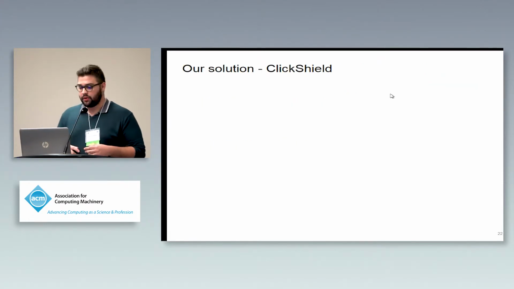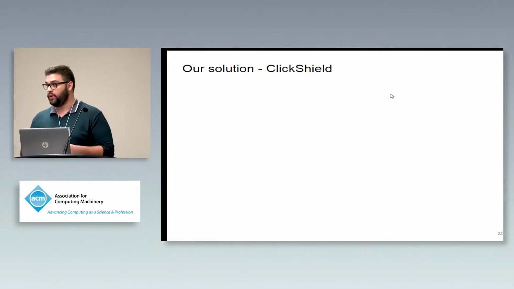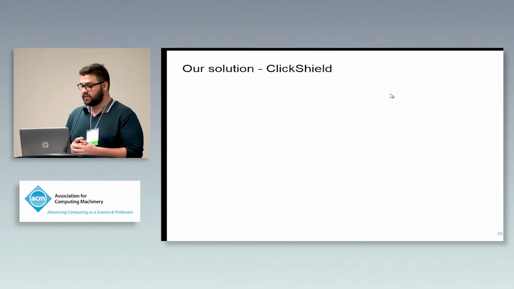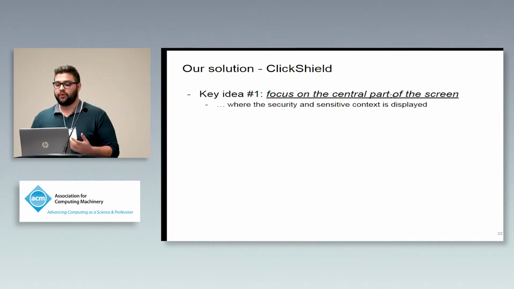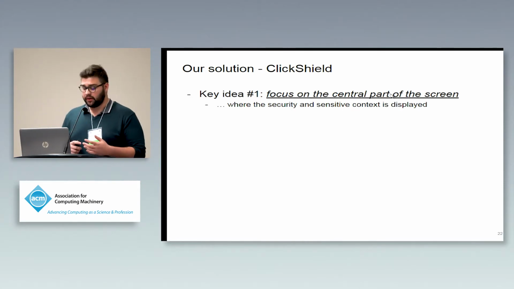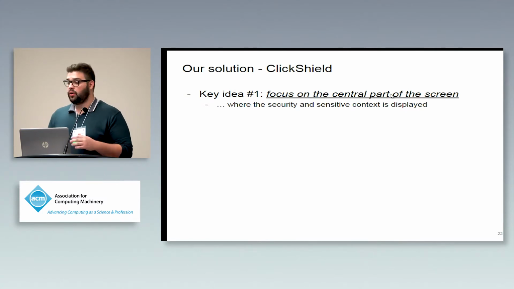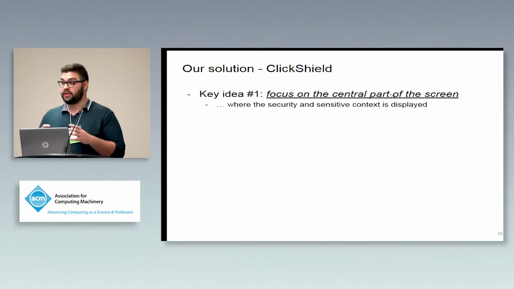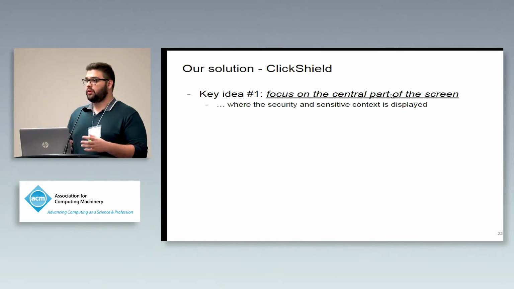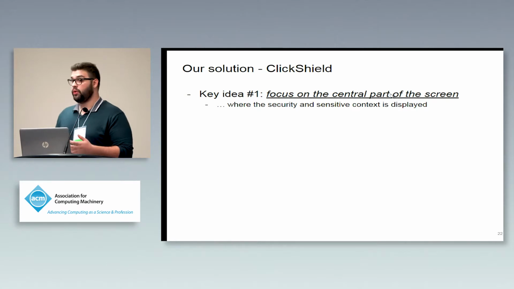Based on this observation, we designed our system, which we named ClickShield, and it is based on some key ideas. The first one is that we need to focus our attention on the central part of the screen. Our survey and our analysis show that all of the applications that we analyzed were showing some sensitive or security context in this part of the screen. So this part of the screen is very important if we want to understand if something bad is going on.